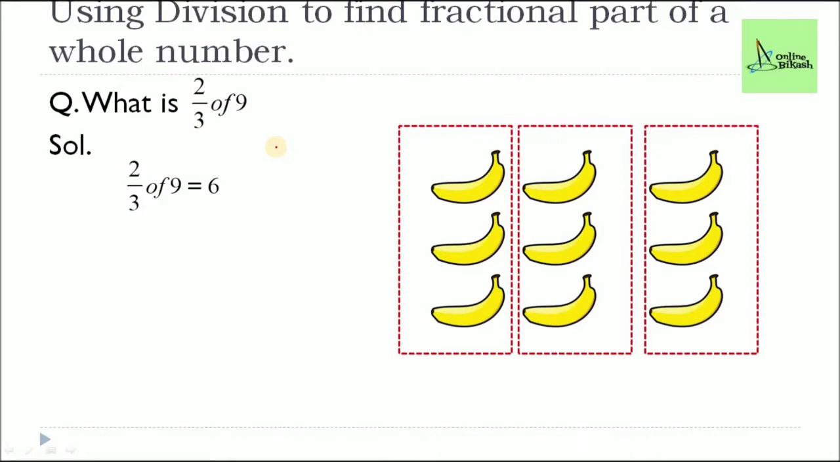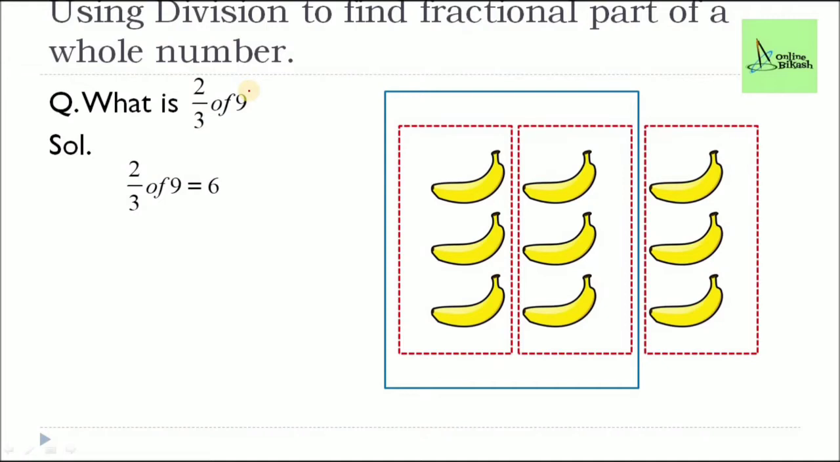Okay, now the point is here. You see, the numerator is 2. Yes or no? 2 by 3. So 3 groups we have made. From those 3 groups, you have to take 2 groups like this. Now you tell me, in these 2 groups, how many bananas here? You will say 1, 2, 3, 4, 5 and 6. So I have 6 bananas. So that's why 2 by 3 of 9 is 6.